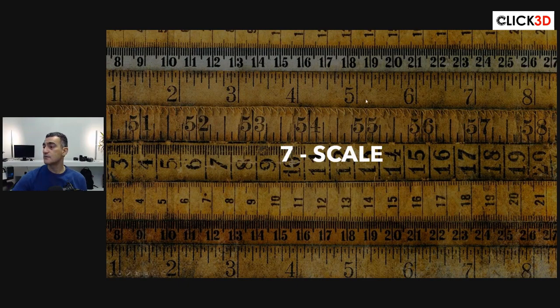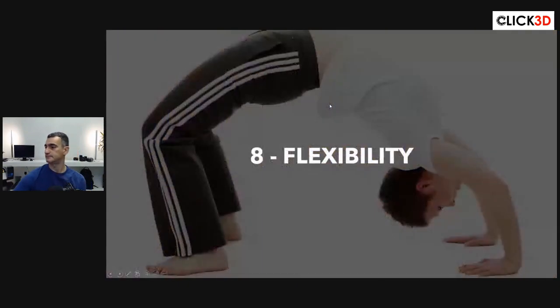Okay, let's move on to number 8. Flexibility. So in terms of flexibility, what do I mean? Well, I mean, how can you use the tool to do different things? And I just talked about scale. Photogrammetry has a little bit more flexibility in that regard because it can do big objects and small objects. But what other things can you do with it?